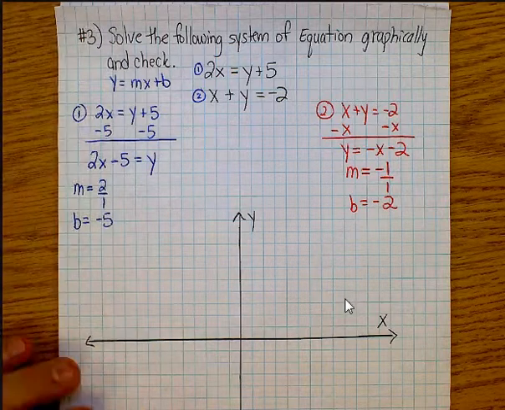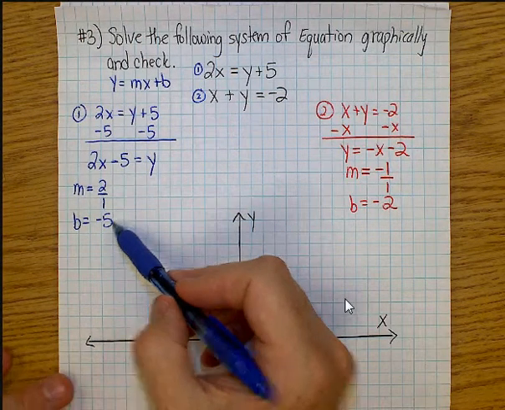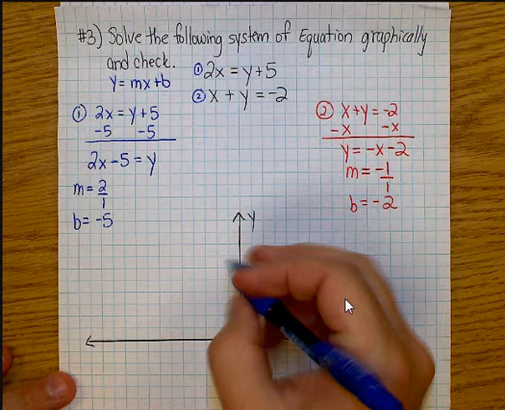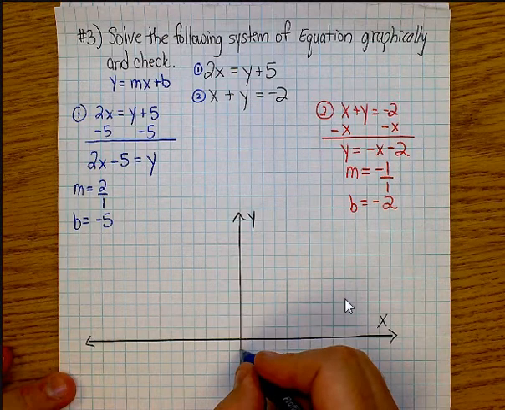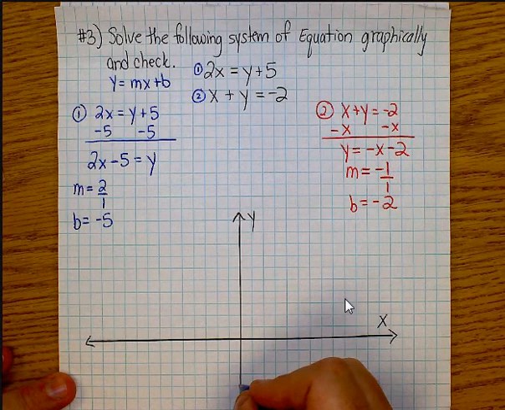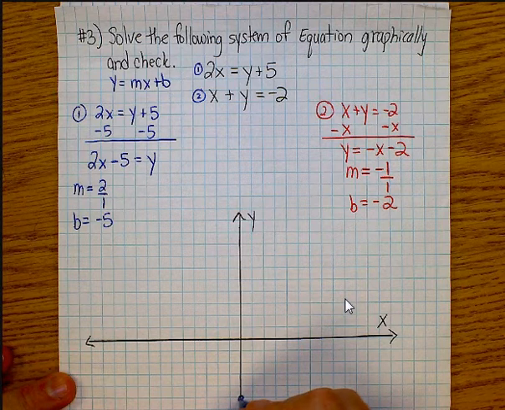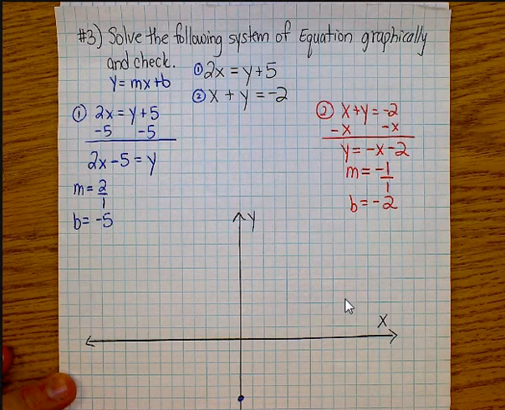So we're ready to graph. We're going to graph equation number 1. Equation number 1 has a y-intercept of negative 5. So on the y-axis, go down 5. Negative means go down 1, 2, 3, 4, 5. That's where the line crosses the y-axis, so that's definitely a point on the line.